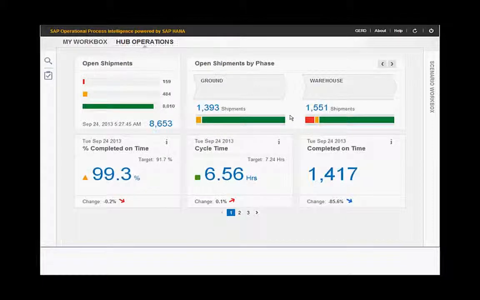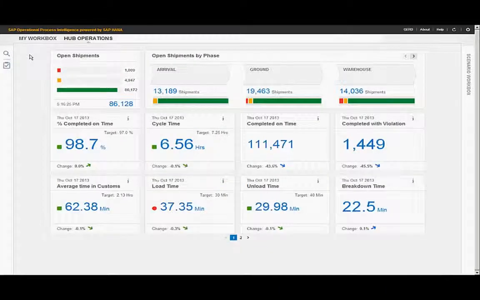Gerd has 135 IT systems that he's relying on, and what we want to provide him is one real-time workspace. This is how Gerd's workspace looks. He sees all the open shipments that are in progress. He also sees all the shipments across all the phases, from arrival to ground to warehouse to outbound buffer, loading and takeoff, and so on and so forth.